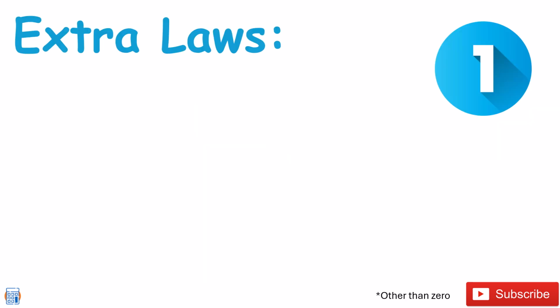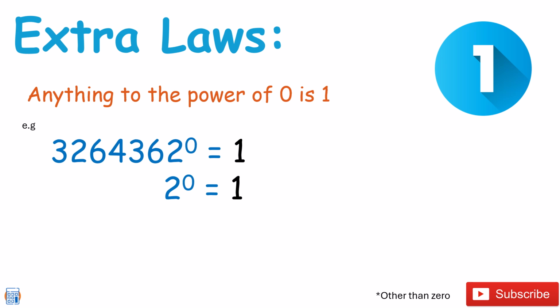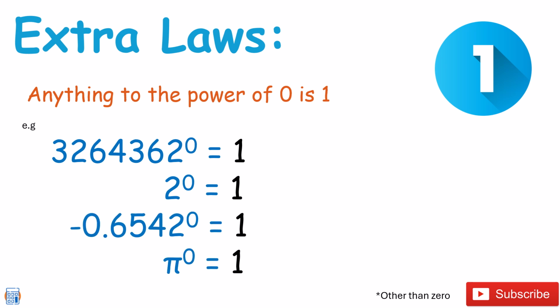Some extra laws now. Anything to the power of 0 is 1. This means that this big number to the power of 0 is equal to 1. Something small like 2 to the 0 is 1. A negative number to the 0 is 1. Pi to the 0 is 1, so even infinite numbers to the 0 is 1. You can think of any number, put it to the power of 0, and it will equal 1.